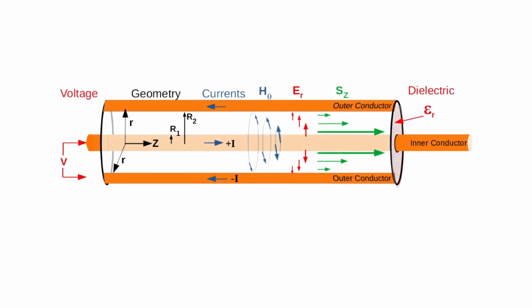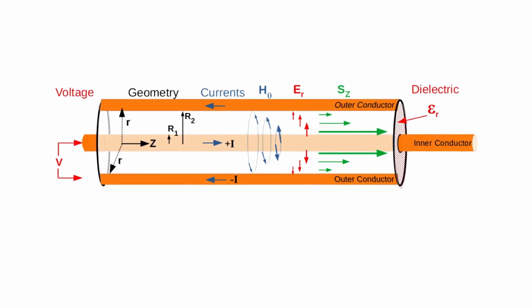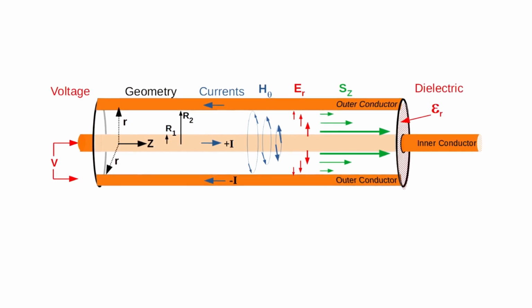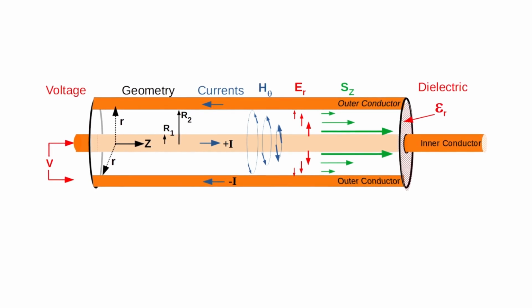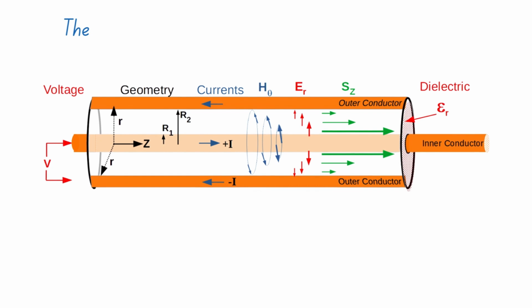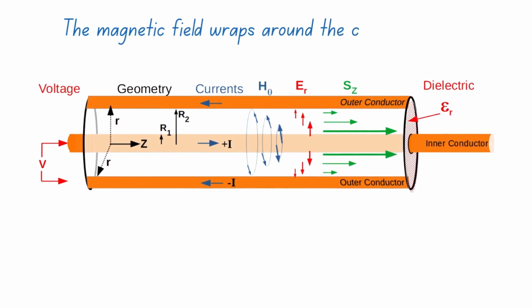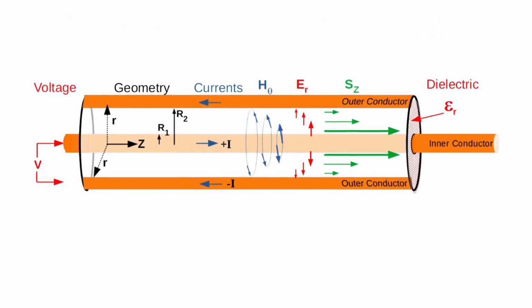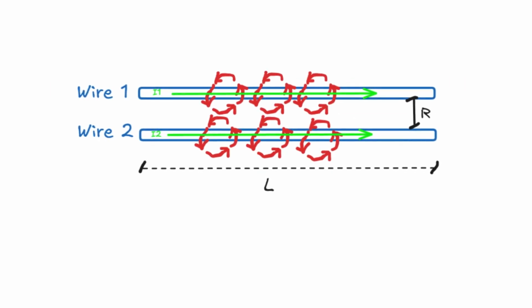Let's make it concrete. A coaxial cable. If energy traveled inside copper, coax would make no sense. In a coax, the electric field lives in the dielectric between conductors. The magnetic field wraps around the center conductor, and the energy flow, E cross H, points right down the cable, inside the dielectric region.